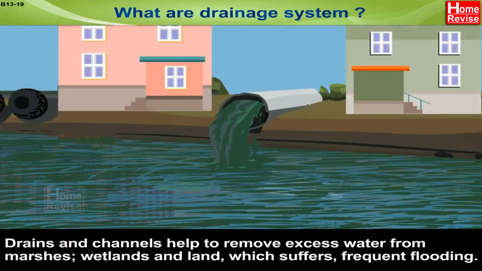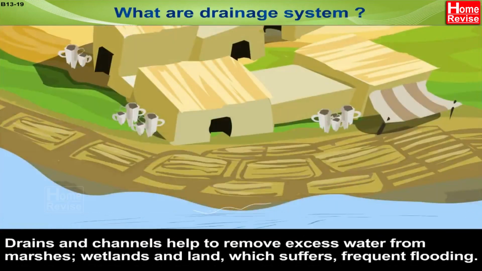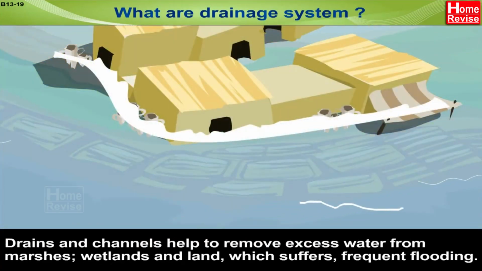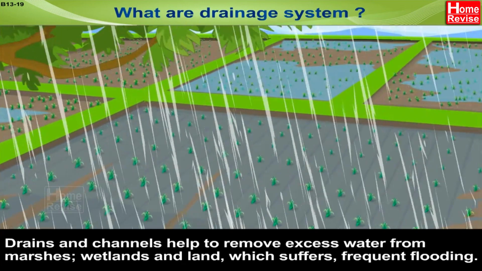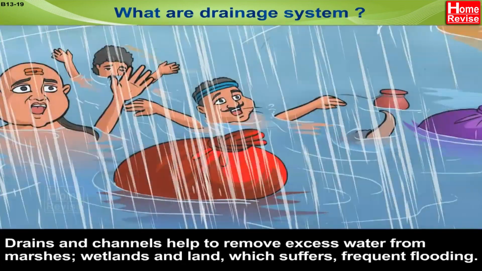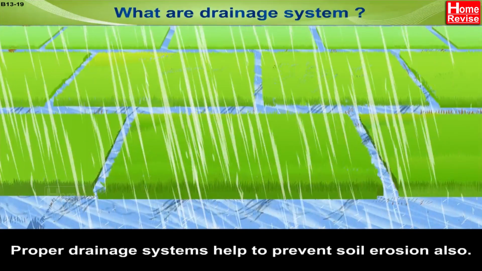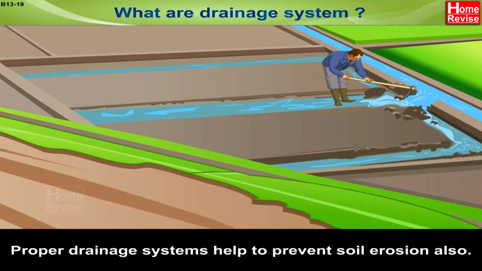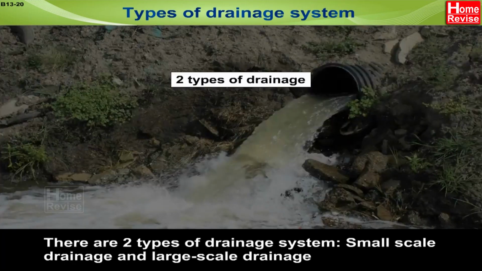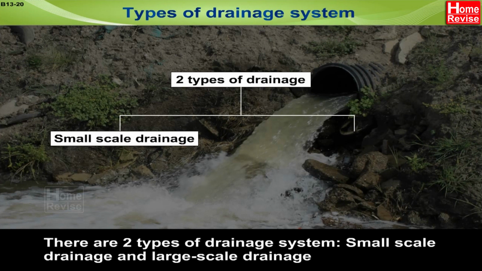Drains and channels help to remove excess water from marshes, wetlands and land which suffers frequent flooding. Proper drainage systems help to prevent soil erosion also. Types of drainage system. There are two types of drainage system: small-scale drainage and large-scale drainage.